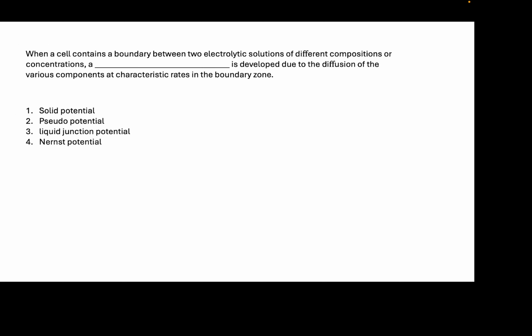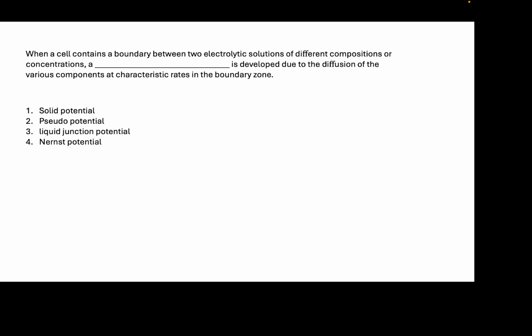Okay, so the next question for today is: when a cell contains a boundary between two electrolytic solutions of different compositions or concentrations, a blank is developed due to the diffusion of the various components at characteristic rates in the boundary zone. You guys already know this answer, and we have seen it in the previous video sessions also. So I'm going to give you 45 seconds for this question, so that you can answer in the chat box.